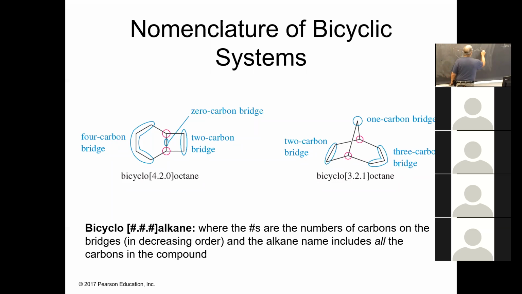So 4 period. The next largest ring is this one. So we start from this bridgehead. We go 1, 2. So 4, 2. Bicyclo, we need 3 numbers. And to go this way, we cross no carbons. So that's bicyclo 4, 2, 0.